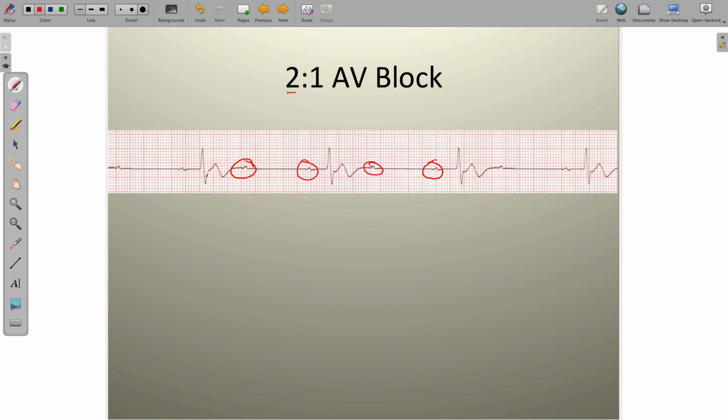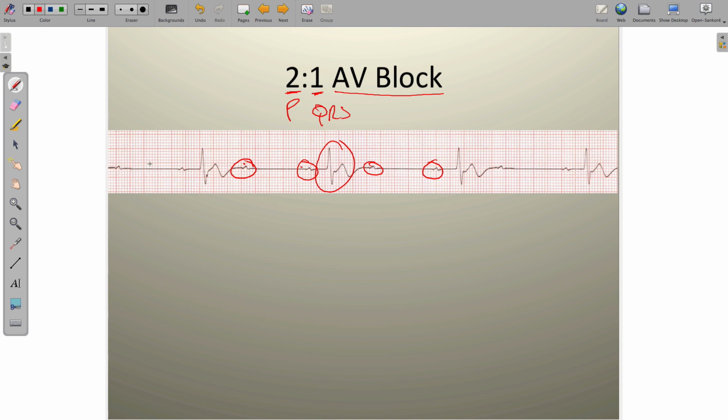So we'll say that there are 2 P waves for every QRS complex, and as a result, that means that there's AV block. So we call this a 2-to-1 AV block. 2 P waves for every QRS complex, and there's some level of AV block. That way we don't pin ourselves down to a specific second degree type 1 or second degree type 2 diagnosis. Instead, what we'll do is we'll just generically call it 2-to-1 AV block.